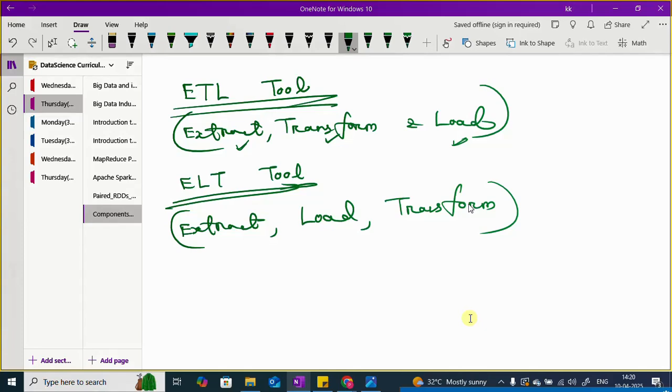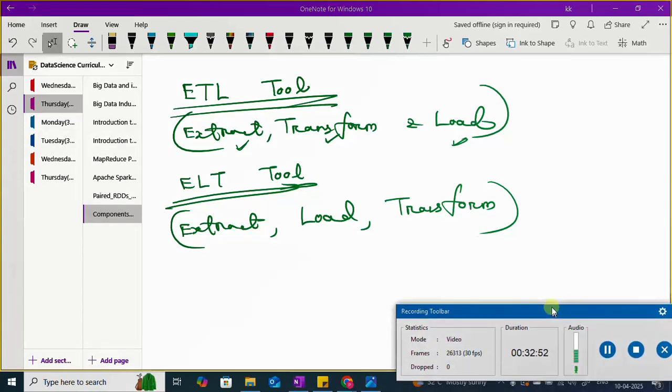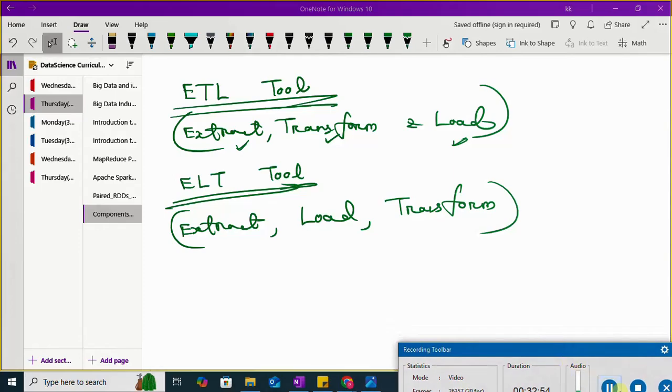These are the typical tools we use to build data pipelines, by using which we consume the data from the source system and bring it to our platform for further analysis, whether for building data models or analysis purposes and any other thing. Clear, guys? Any doubt so far?